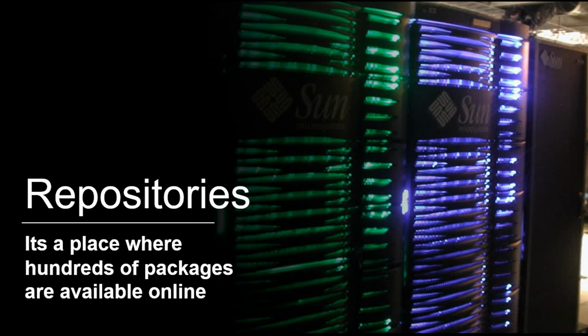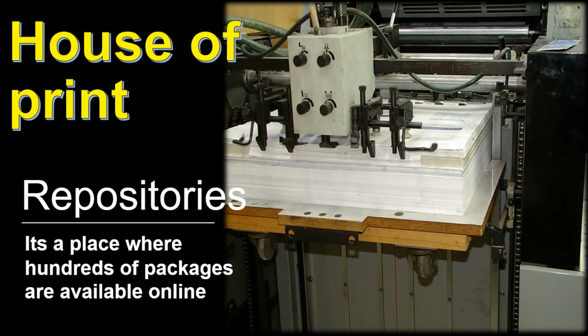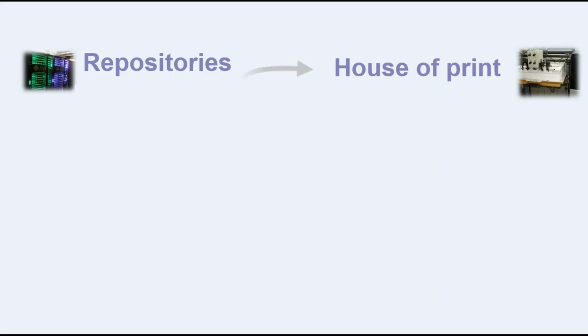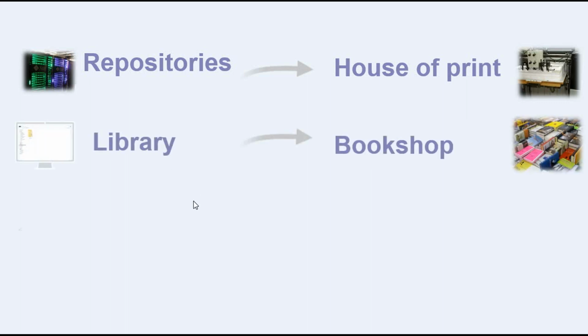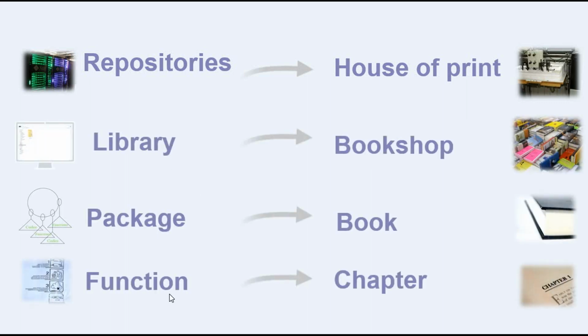Repositories are places where you can find the packages online. Imagine a house of print. Whenever there is a new book, it will be printed and then distributed. So as a summary, we have repositories, library, package, and function. If you want to download a specific package, you go to one of the repositories, you download it into your computer, then load that package to R, and then use the function in that package.